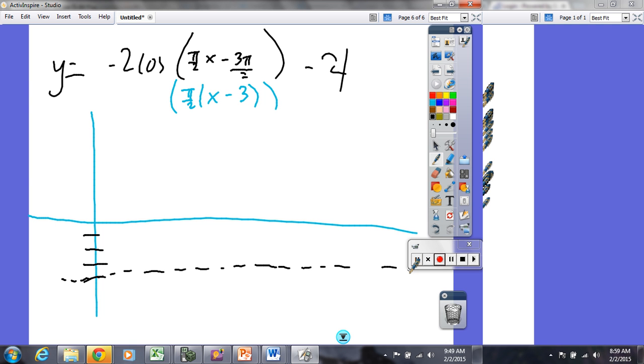Yeah, exactly. Okay. So then we're going to go up 2. So the highest we'll ever be is -2. What's the lowest we'll ever be? -6. Does anybody have a question on how I got those values?